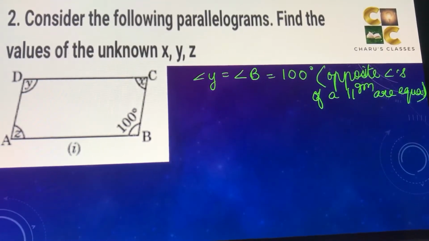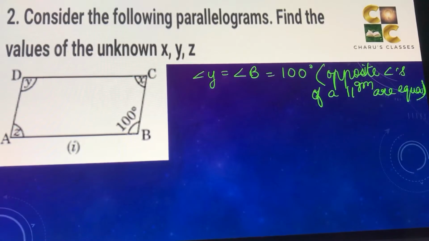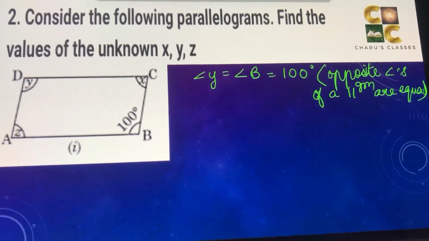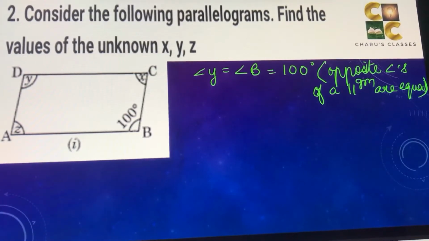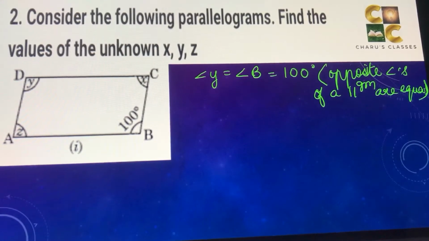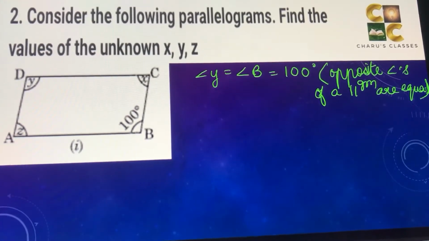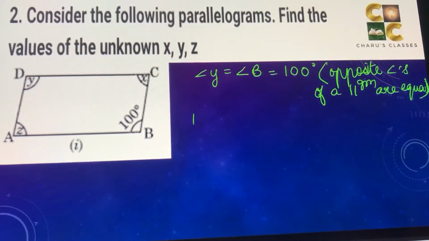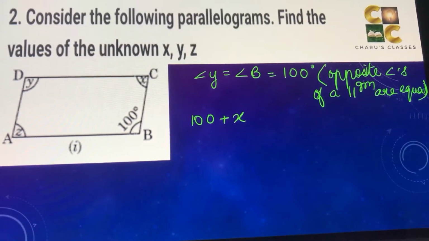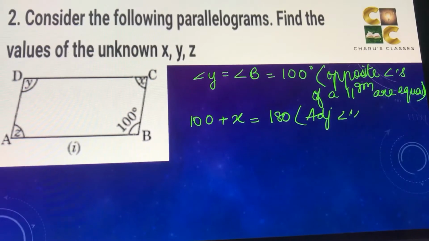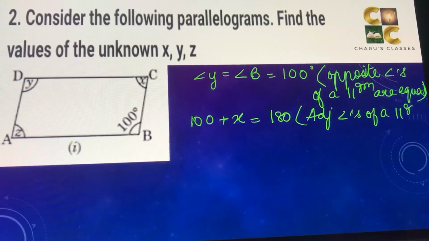We also know that z and x will be equal because they are opposite angles of a parallelogram. And we just now did a property that the adjacent angles of a parallelogram are supplementary. मतलब जो साथ लगे हुए angles हैं एक parallelogram में, उनका sum 180 degrees आता है. तो we can take any one. We can take 100 plus x is equal to 180. Reason, adjacent angles of a parallelogram are supplementary.